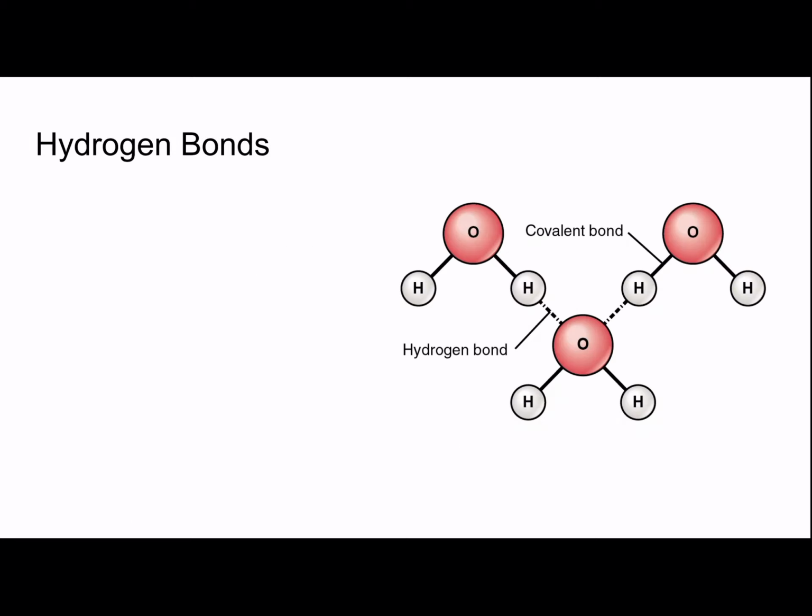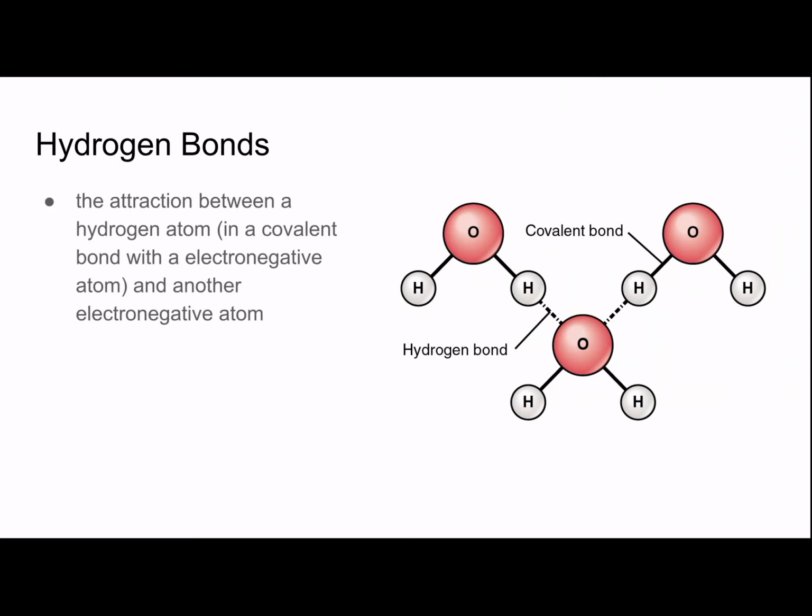So now let's talk about hydrogen bonds, which are very important. This is the attraction between a hydrogen atom that's in a covalent bond with an electronegative atom and another electronegative atom. So this is what keeps water molecules together and is what leads to many of water's unique properties. If we look at the picture, there's a hydrogen bond between one of the hydrogens of a water molecule to the oxygen of another water molecule.